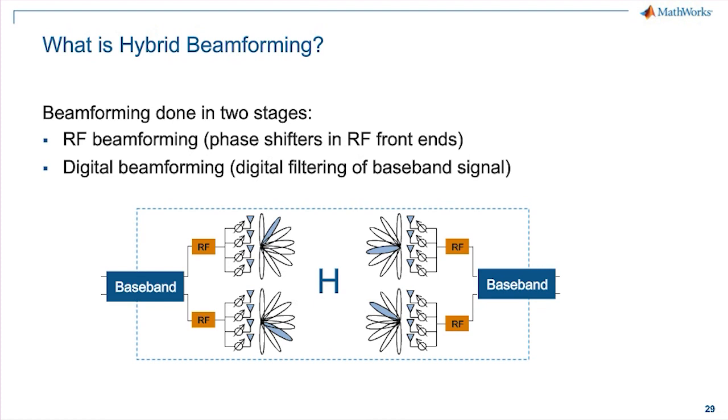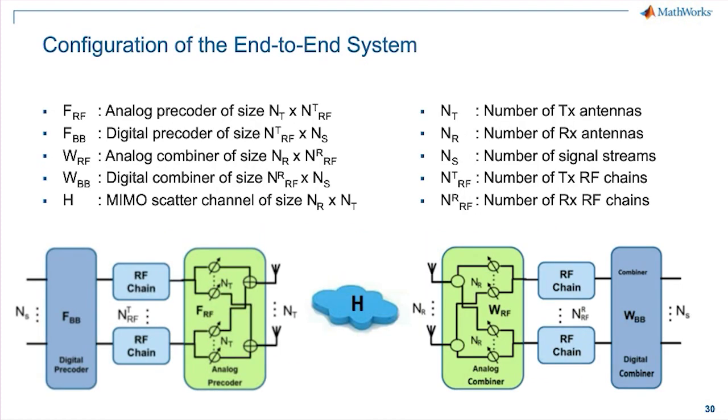It uses phase shifters in the RF front end, and digital beamforming, which has digital filtering and all those power amplifiers and stuff like that, applied to the baseband signal. Now, I know this is a very busy slide, but essentially the number of streams used in spatial multiplexing in a MIMO OFDM signal, the number of layers, is the input to the system.